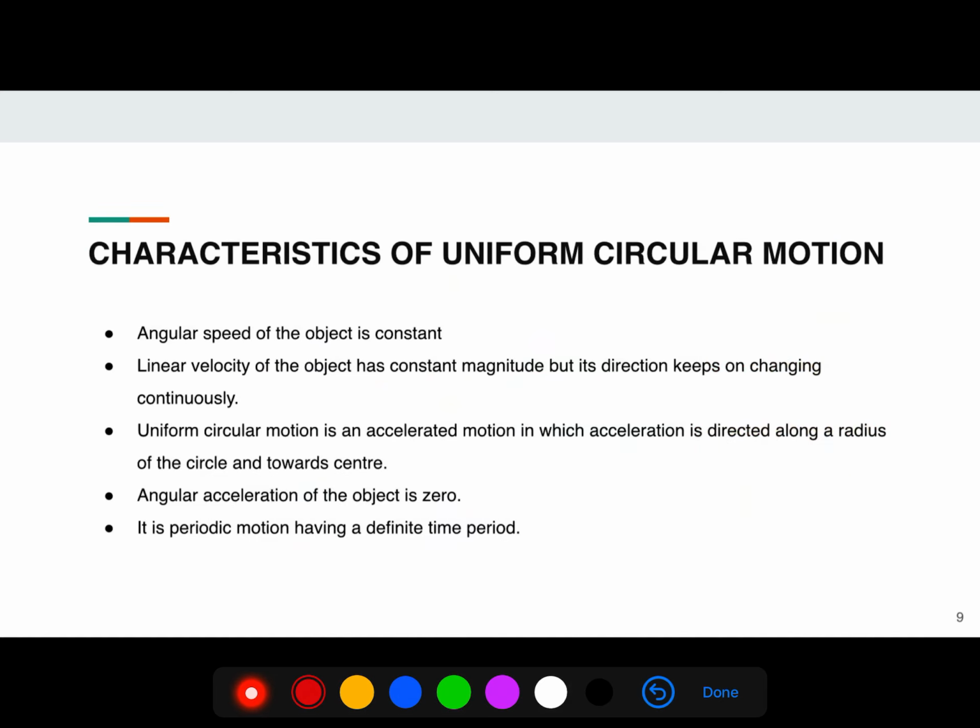Now, characteristics of uniform circular motion. First, angular speed of the object is constant. Second, linear velocity of the object has constant magnitude, but its direction keeps on changing continuously. Third, uniform circular motion is an accelerated motion in which acceleration is directed along a radius of the circle and towards the center, and angular acceleration of the object is 0, and it is a periodic motion having a definite time period.